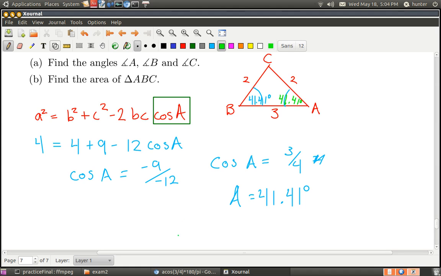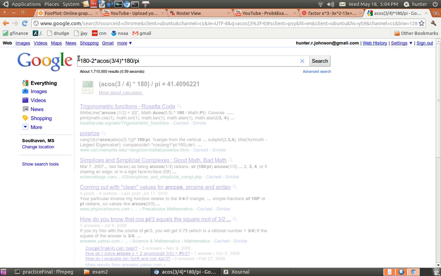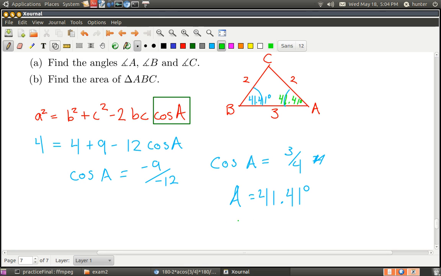Okay, but I'm just going to use the calculator. I don't really need to, but out of laziness, what is 180 minus 2 times that? That leaves over 97. I can't paste into the drawing, can I? But it leaves over 97.18. And so C is 97.18. And the problem is done. And the practice final is done. The end.